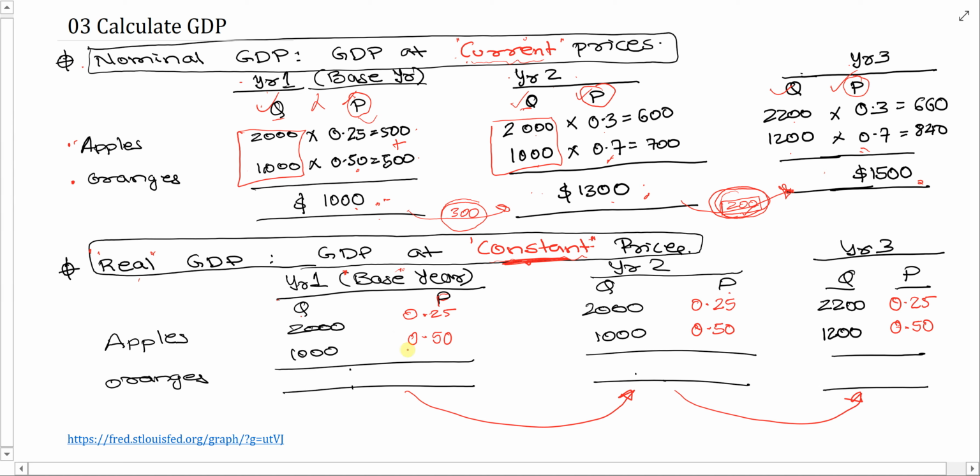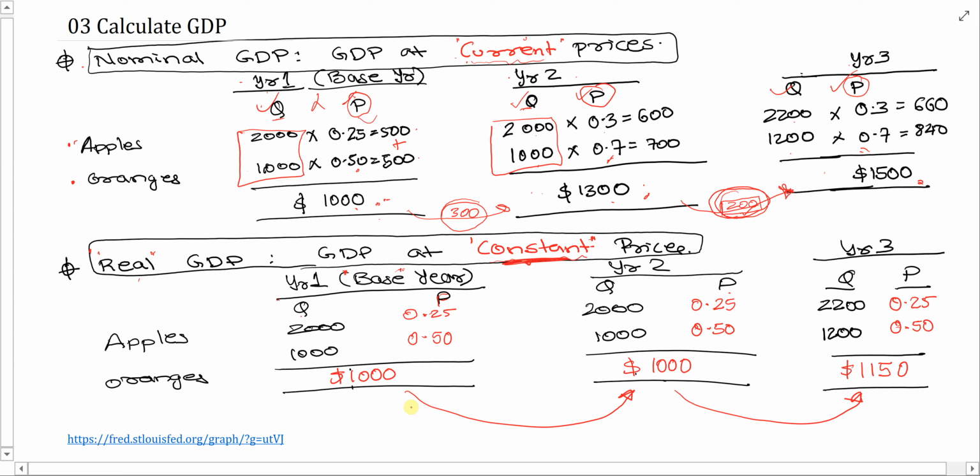2000 times 25 cents and 1000 times 50 cents is 1000, right? Here the same numbers, so again 1000. And then this is 2200 multiplied by 25 cents, and then 1200 multiplied by 50 cents, which is 1150, right?